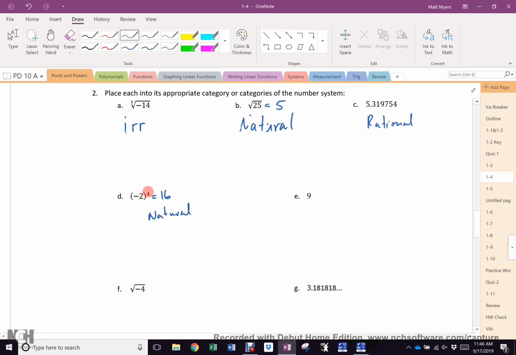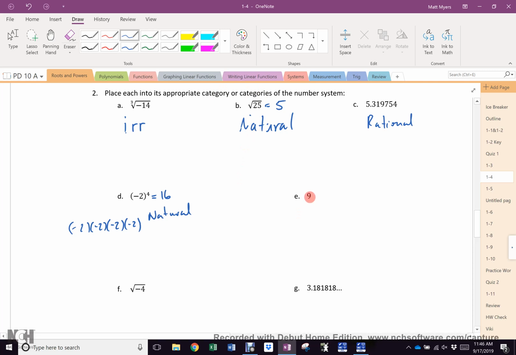Because -2 to the fourth is -2 times -2 times -2 times -2. And we've already done a unit on exponent, or half a unit on exponent, so that shouldn't have tricked anybody. What about this guy? So would integers also, like, if we were kind of integers, that would still work, right? No, because I want the appropriate category or categories. The only reason I'm not writing them all is because at this level I expect you to know that if it's natural, it's everything else.